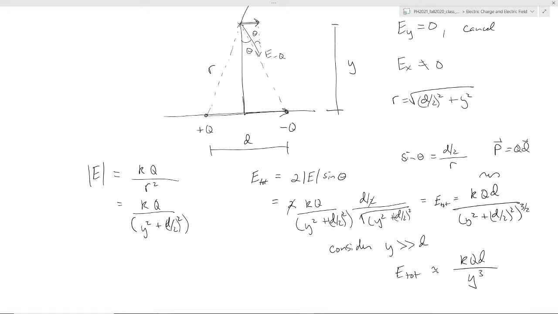So this is the thing that I wanted to point out, is just that for the dipole, when you're far away from the dipole, the behavior looks like this. So this choice of y was arbitrary. That's just in our picture. Generally, when we're talking about distance away, r, this goes like 1 over r cubed, which is kind of interesting.